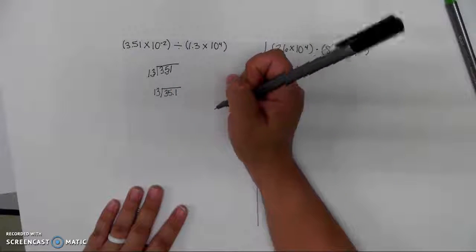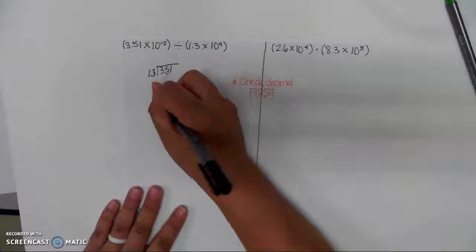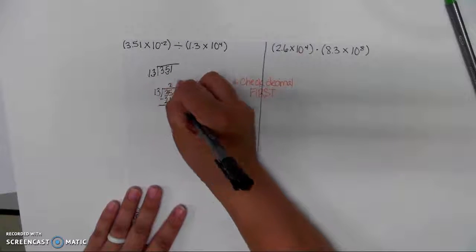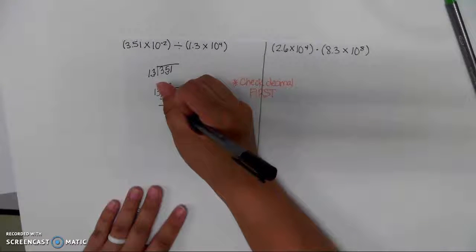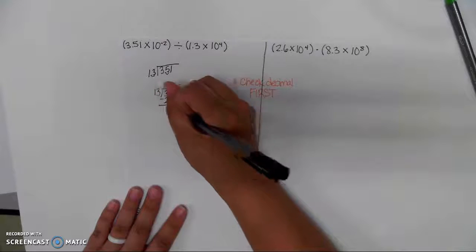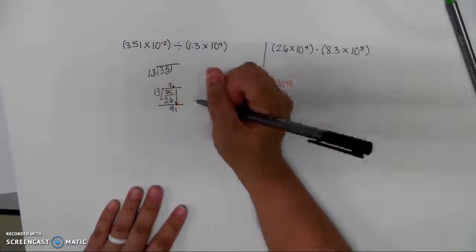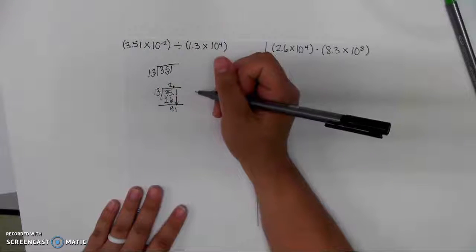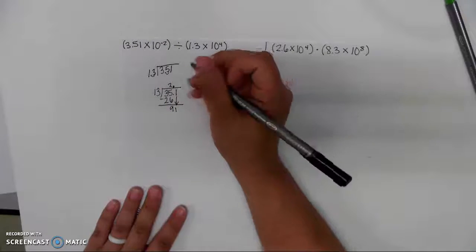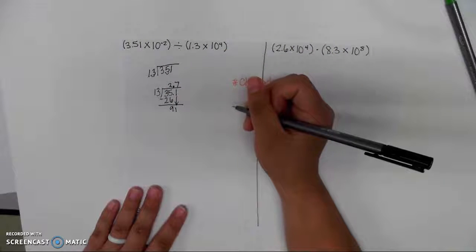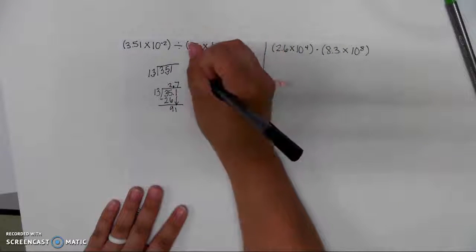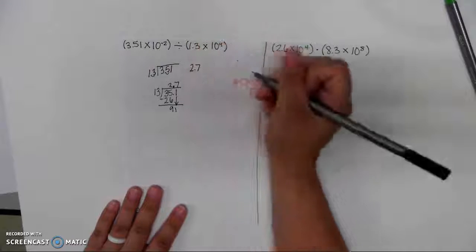So 13 goes into 35 twice, 26. I'm going to subtract here. I'm going to get 9 and drop down the 1. 13 goes into 91 7 times. So I get 2.7 as my decimal.